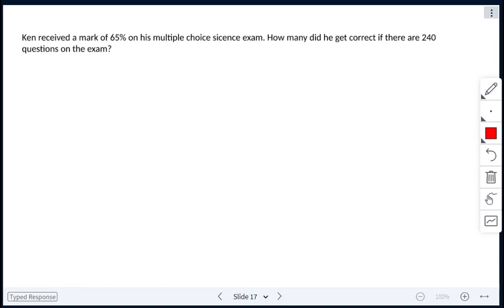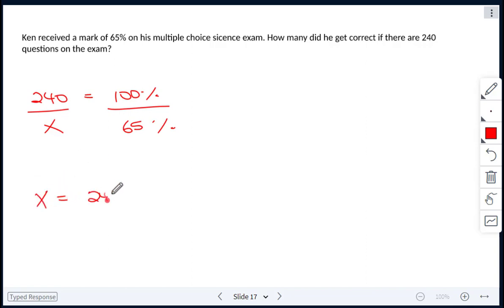All right, let's take a look at this example here. Ken received a mark of 65% on his multiple choice science exam. How many did he get correct if there are 240 questions on the exam? Can you imagine 240 questions? So for this question then, cross multiply 240 times 65, divide by 100. Your answer is 156 questions. That's how many he got correct.